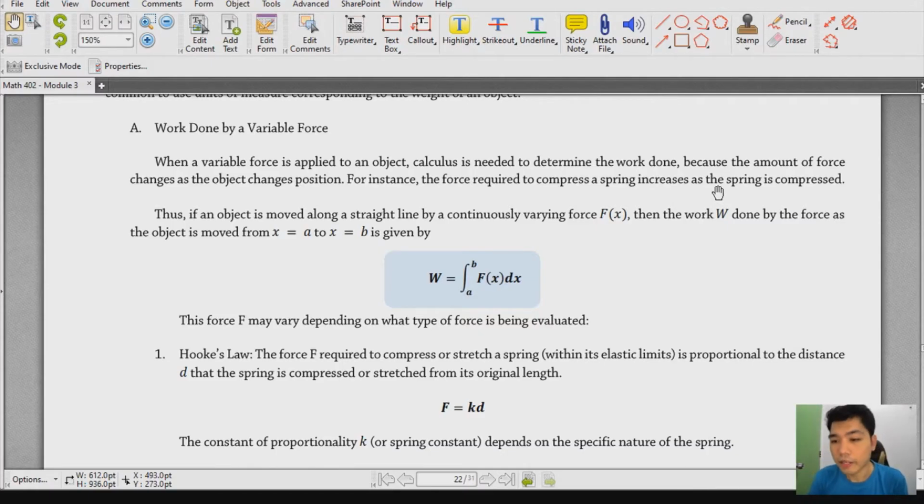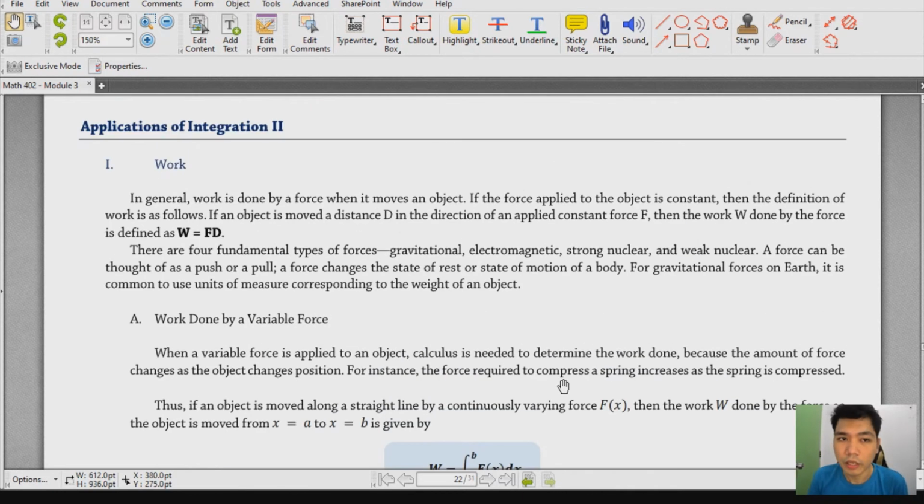Alright, welcome back, and let's continue the discussion for our applications of integration. Let's start with applications of integration 2, which is work.